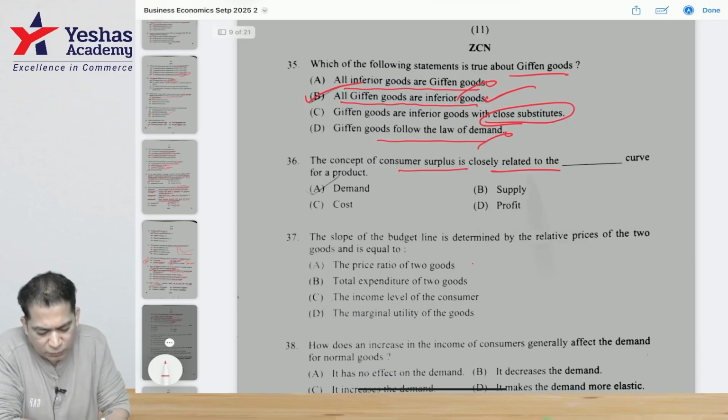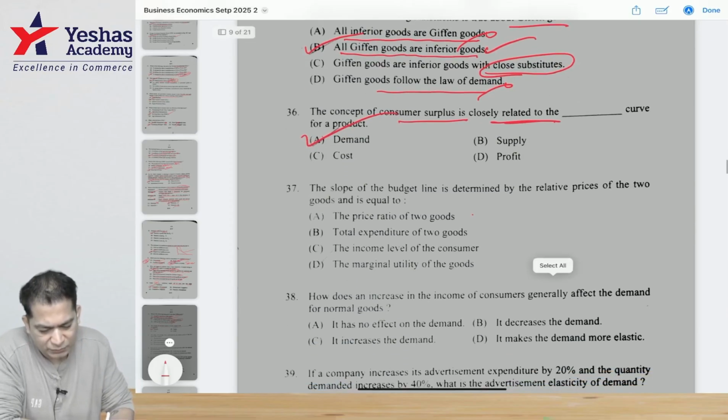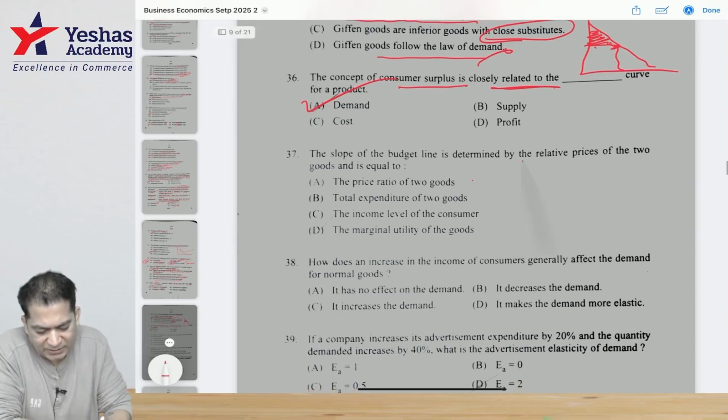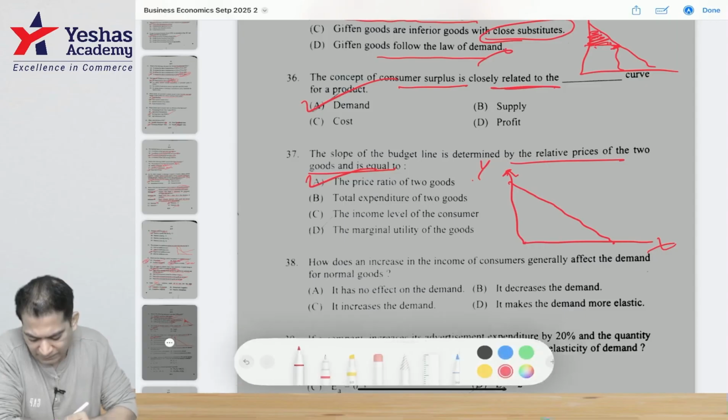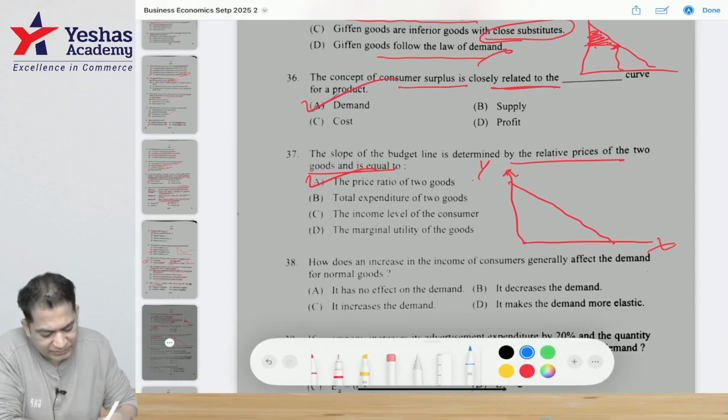The concept of consumer surplus is closely related to, of course, the demand. So remember, consumer surplus is the area below the demand curve above the price line. The slope of the budget line is determined by the relative prices of the two commodities, equal to the price of X over Y. So if there is good Y here and good X here, if the price of good Y increases, then what will happen? The consumption of Y will decrease and consumption of X will remain the same.